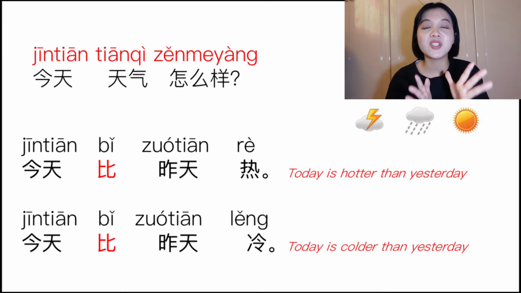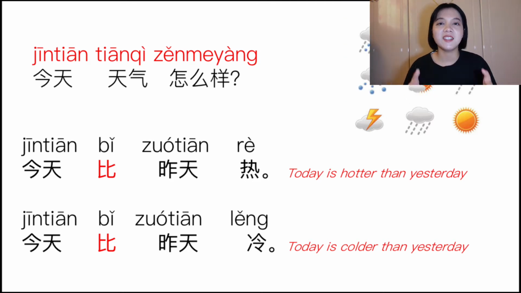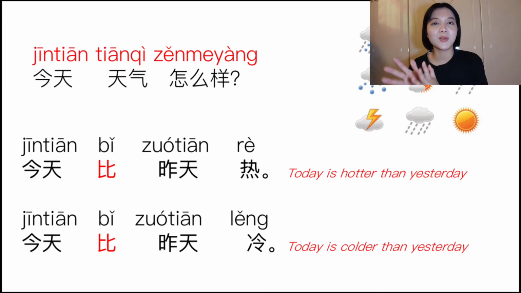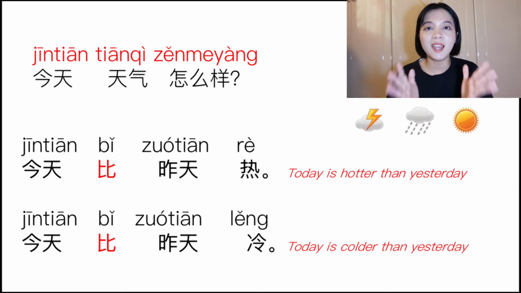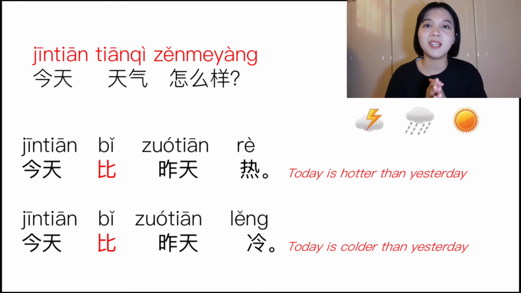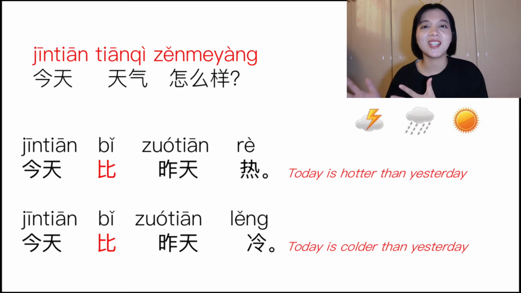So now let's try it again. 今天天气怎么样？And my answer is, 今天比昨天热。今天 today, 昨天 yesterday, 热 hot. So 今天比昨天热, today it's hotter than yesterday. And if my answer is 今天比昨天冷, 冷 is cold. So you can say 今天比昨天冷, today it's colder than yesterday.